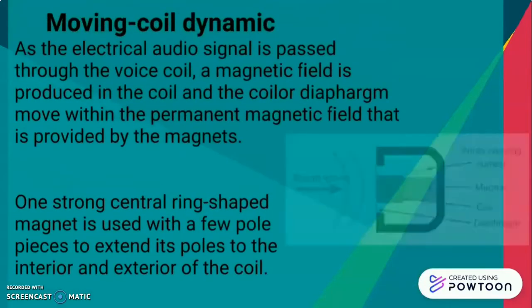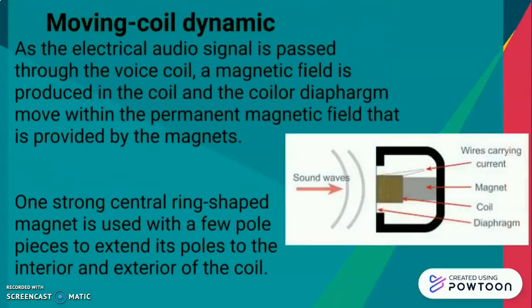As the electrical audio signal is passed through the voice coil, a magnetic field is produced in the coil, and the coil diaphragm moves within the permanent magnetic field provided by the magnet. One strong center ring-shaped magnet is used with a few pole pieces to extend its pole to the interior and exterior of the coil.